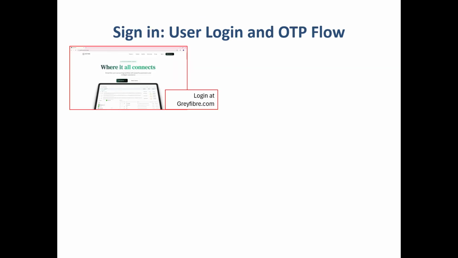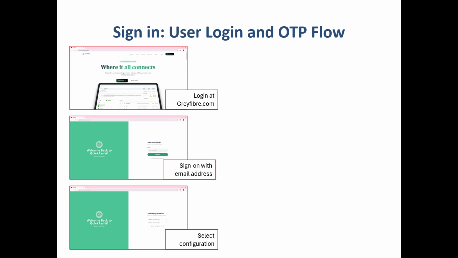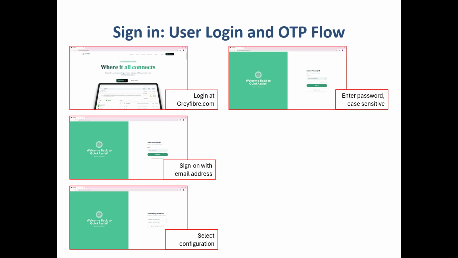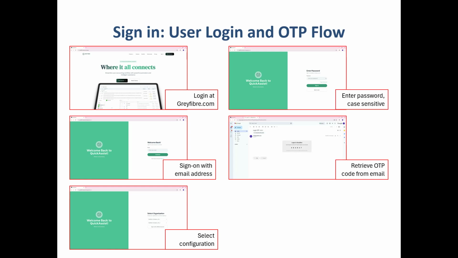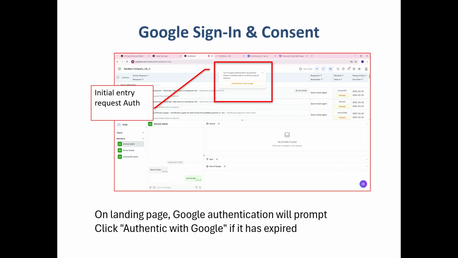So let's go through the process of sign in. When the user signs in, they first go to the greyfibre.com website and sign in using their email address, which then will give them the different configurations if they have multiple configurations. After selecting that, they enter their password, which is case sensitive. They'll then retrieve a one-time password, which is sent to their email address. They'll enter that code in, and now they're signed into the application. At that point, they'll go to the landing page.